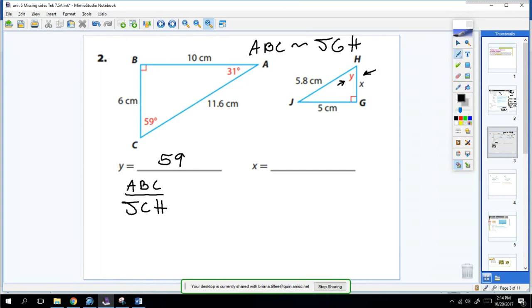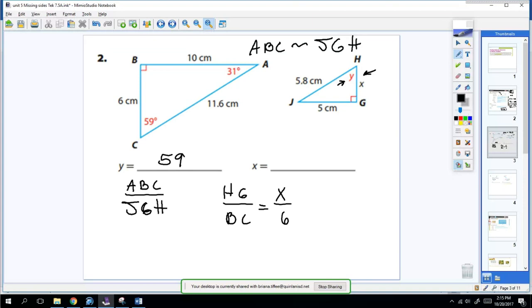All right, now let's find our missing side. Our missing side is HG. This is supposed to be a G, not a C. HG goes with BC. BC is 6. Whoops, let me write BC. So HG is X and BC is 6.